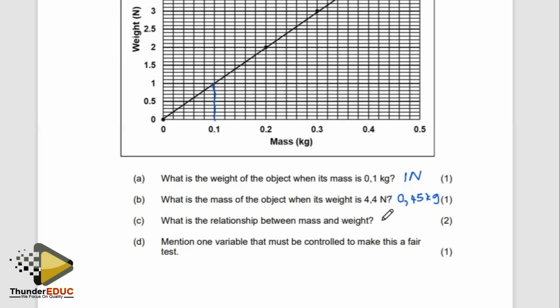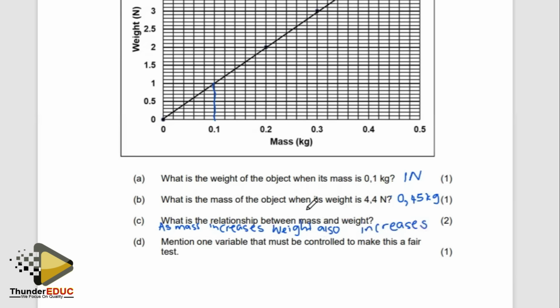So when you come to write your answer, you say: as mass increases, weight also increases from the graph.